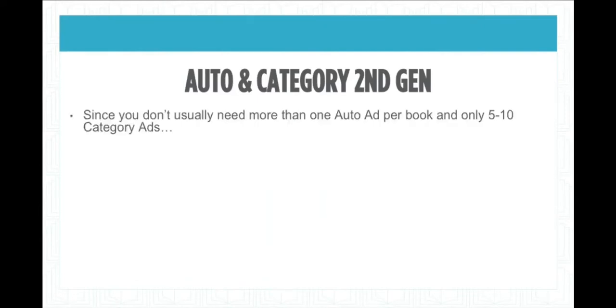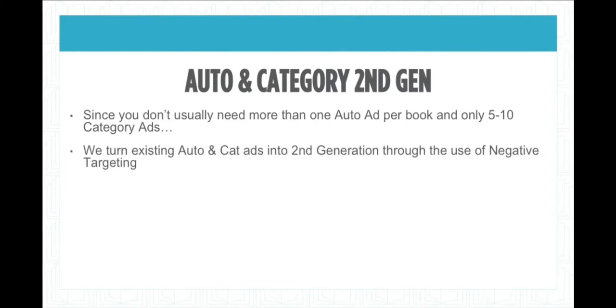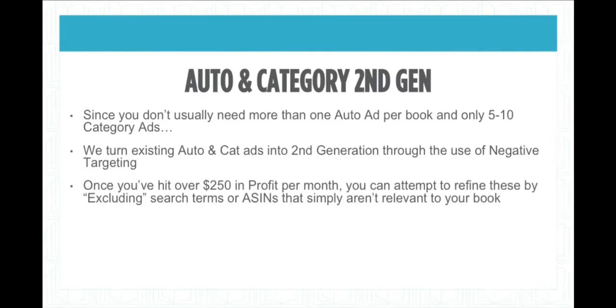Now, for the second generation of auto and category ads, we don't usually need more than one auto or more than 5 to 10 categories. So we turn existing auto ads and existing category ads into second generation by using negative targeting. Negative targeting actually blocks certain search terms from showing up on your ad. So you can exclude certain terms that you know are not accurate or certain ASINs that aren't relevant. You can kick those out.